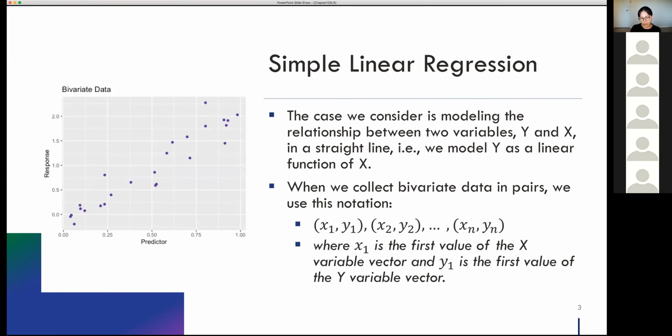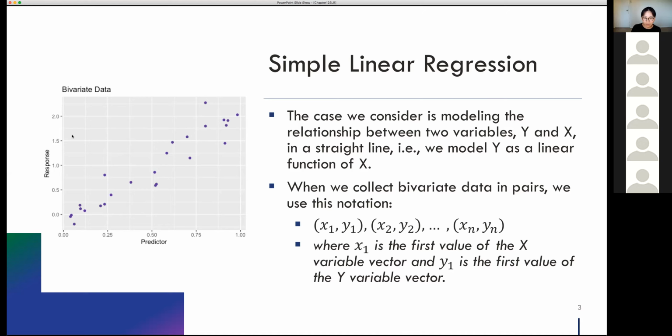What we talked about, we are building relationships between variables. Let's focus on the simplest case, where we have only two variables, y and x, and their relationship would be a straight line. That is simple linear regression. Simple refers to having only two variables, y and x. And linear regression, linear, you know, it's a straight line. That's why it's called linear regression. So we model y as a linear function of x.